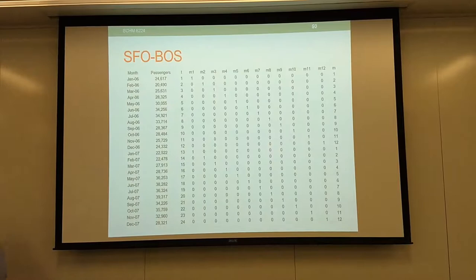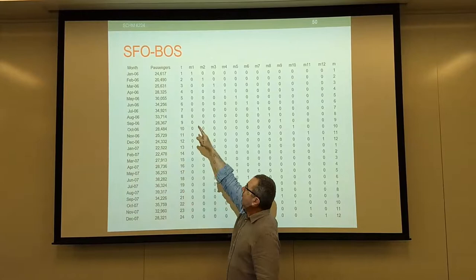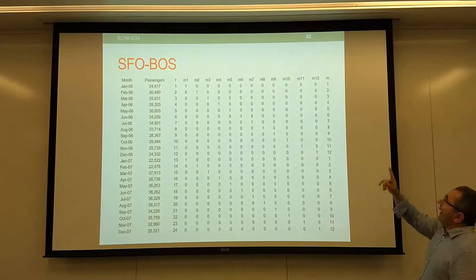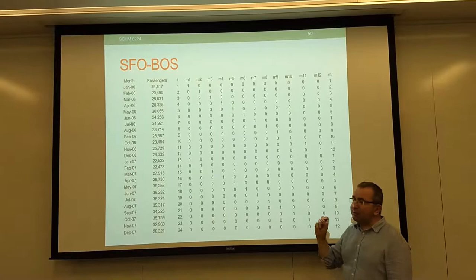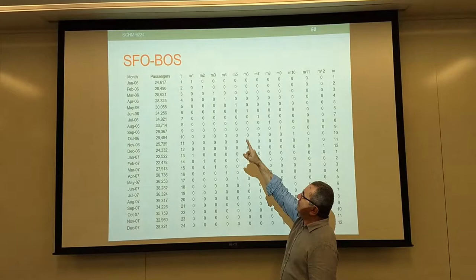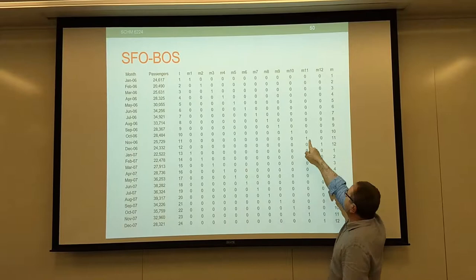So here, in the example of San Francisco to Boston, we have the calendar months, passenger numbers, and the period 1, 2, 3, 4, 5, etc. And then this data set continues. So we have 12 dummy variables, M1 for month 1, M2 for month 2, etc. These are dummy variables. They can only be 0 or 1, nothing else. So first, in period one, M1 is 1, all other M's are 0. In month 2, M2 is 1, and then M3 goes up like this, okay?